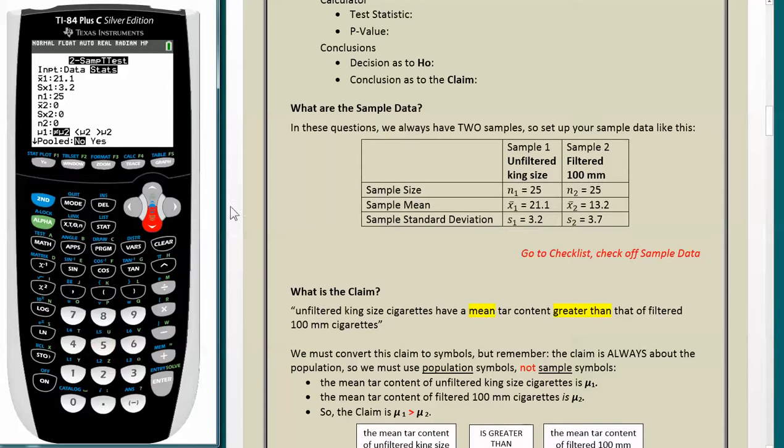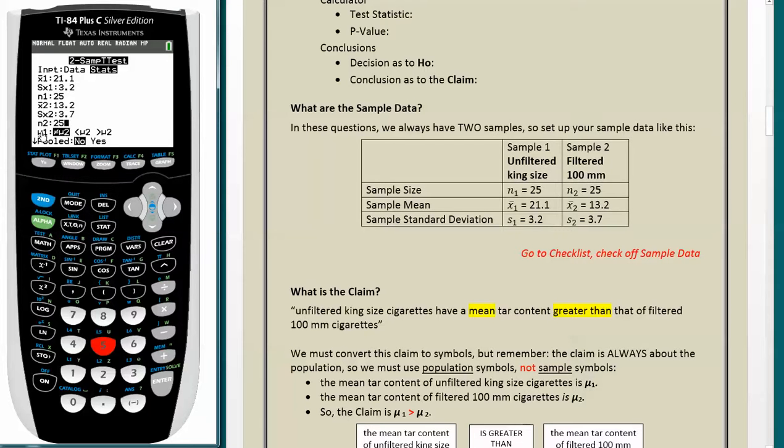And now we're ready for the second sample. X bar 2 is 13.2. Sx2, it's the same thing, is 3.7. And N2 is 25. So now we have given the calculator all of the sample data.